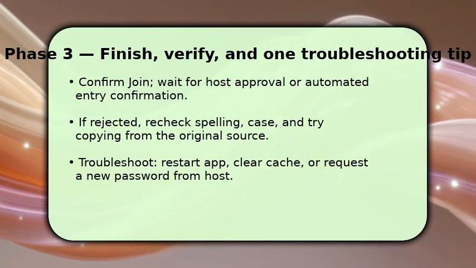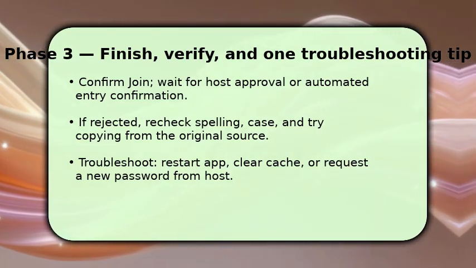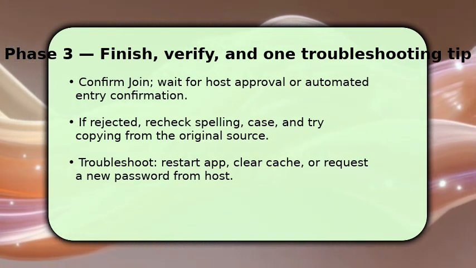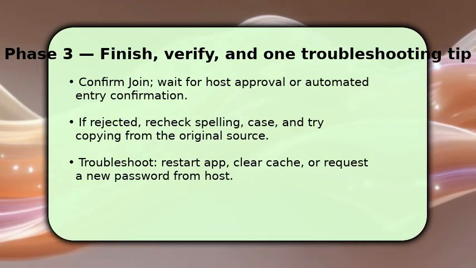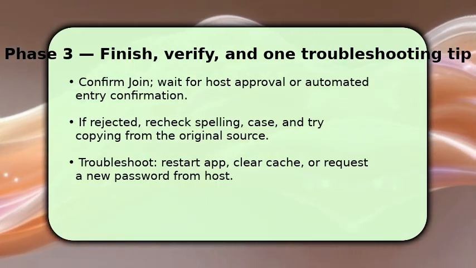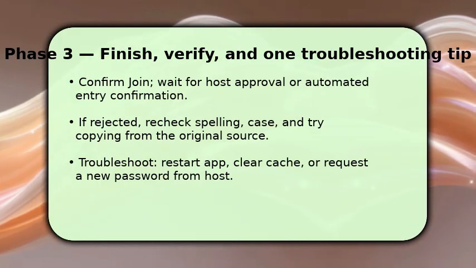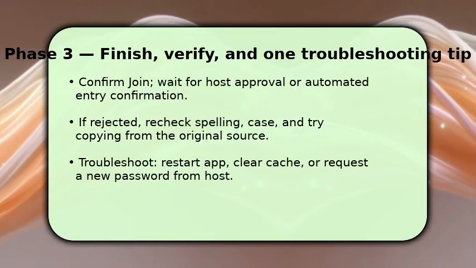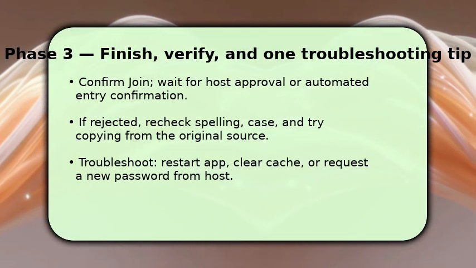If the room rejects you, don't panic. Re-enter the ID and password carefully, paying attention to case and similar characters. Make sure you use the exact source or copy again from the original message. If problems persist, restart the app, clear its cache or the browser tab, and ask the host for a reset link or temporary code. That single fix solves most access failures.